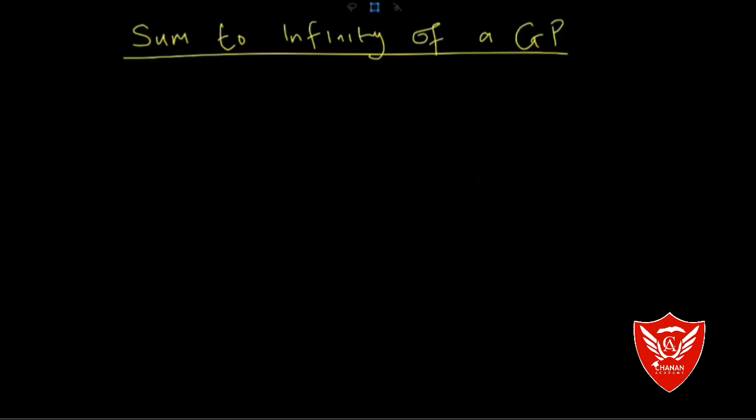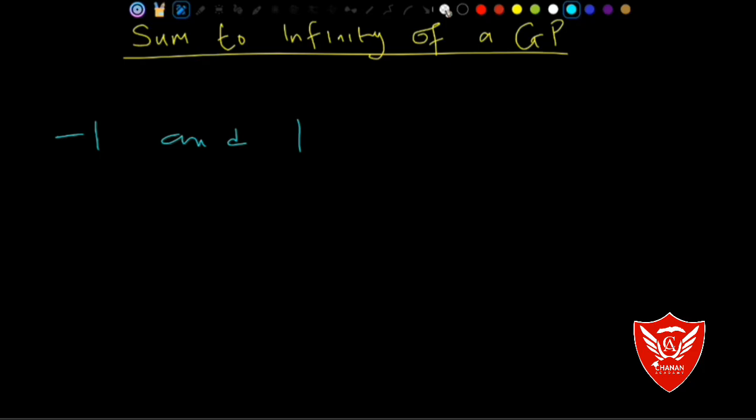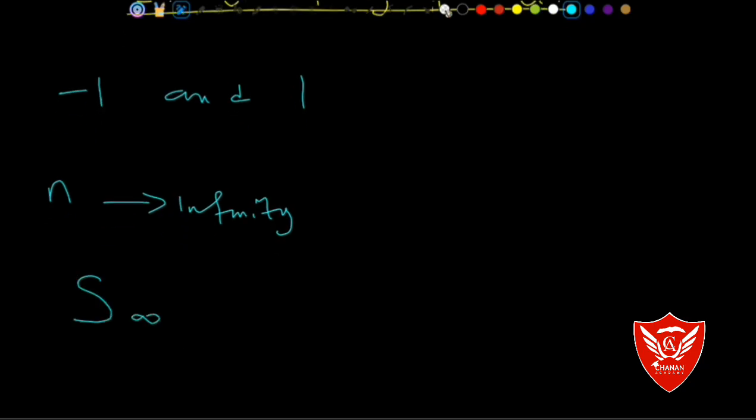So, sum to infinity of a geometric progression. A geometric progression whose common ratio is between -1 and 1 has a sum which approaches a finite value as the number of terms approaches infinity. And it is given as S infinity, the sum to infinity, is equal to the first term over 1 minus the common ratio.